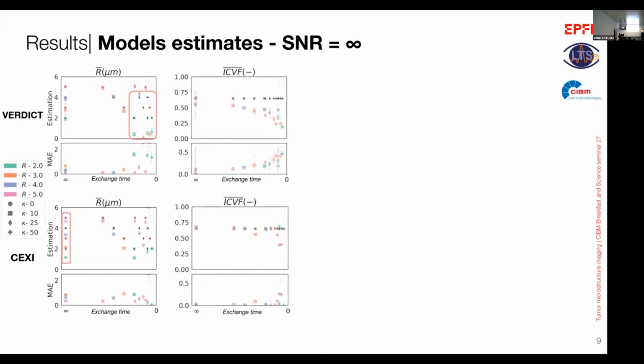Now, if we move to the intracellular volume fraction, so really the contribution of the intracellular signal, you can see that with Verdict, as the permeability increases, the intracellular volume fraction is underestimated. And it gets worse. So as you can see here, you have a decrease of the intracellular volume fraction and an increase of the error. While with SEXY, the estimates are much more stable for a range of permeability, and the results are quite accurate, except at very high permeability. So in the worst case scenario.